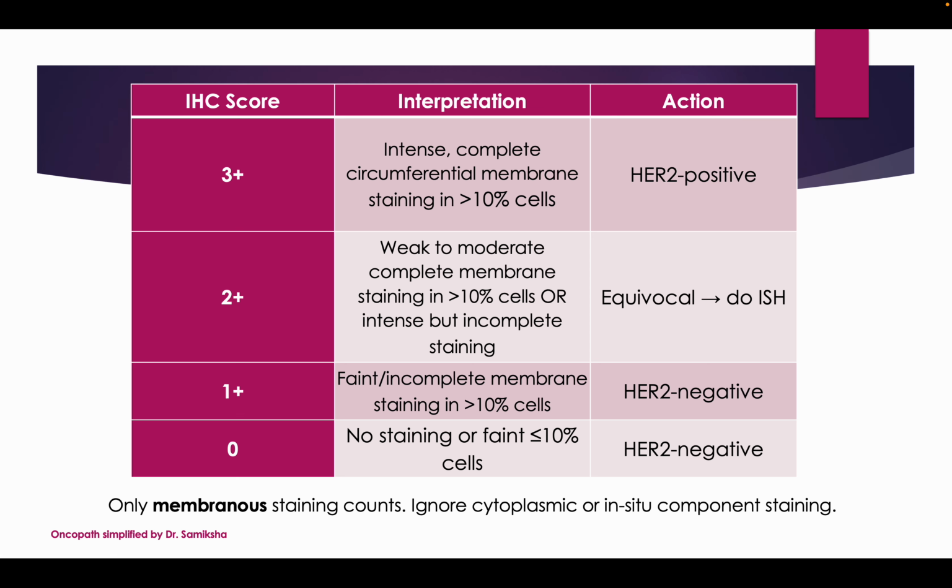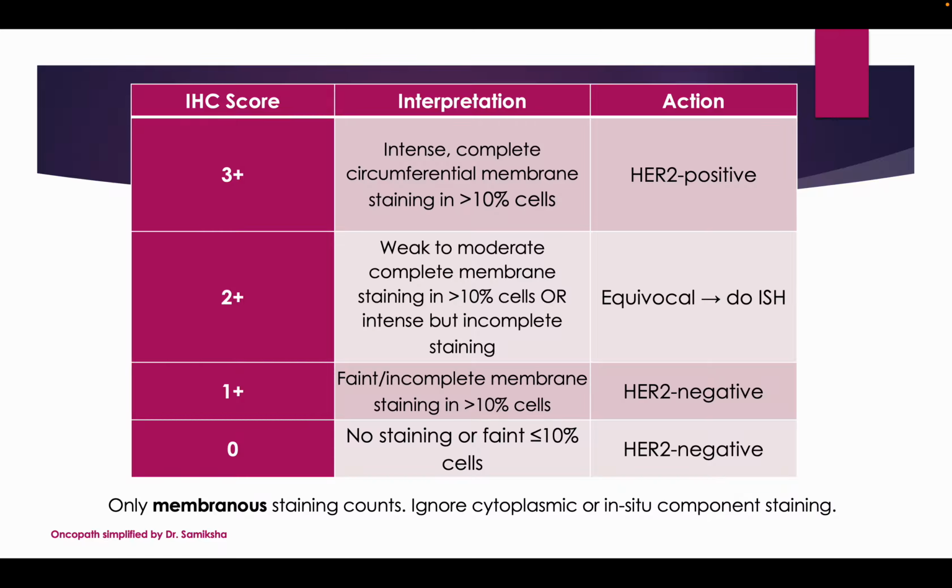Coming to IHC scoring, we say that the score on IHC is 3+ whenever there is a complete circumferential membranous staining in more than 10% of the cells, and the intensity of the staining is very strong. In that case, you will label them as HER2 positive tumors straight away. On IHC, if the expression is complete membranous staining in more than 10% cells with the intensity ranging between weak to moderate, or if the intensity is strong but the staining is not circumferential but incomplete, then the IHC score of 2+ is given. We call them equivocal tumors, and whenever they are equivocal tumors, they will reflexly have to undergo in situ hybridization to know the exact expression or amplification of this HER2.